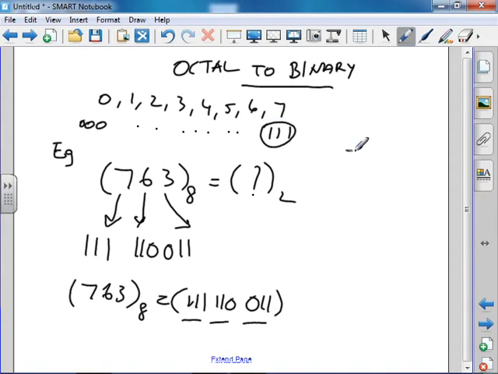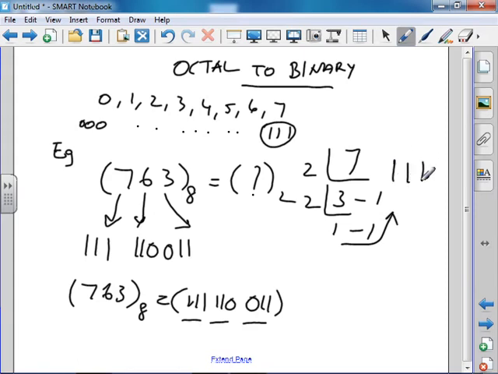For example, 7. Its equivalent binary number is 111. Why? How? See, 7 is divided by 2, you will get the answer 3, remainder 1. Again you divide 3 by 2, you will get 1 1. So you write 1 1 1. I have written this number here.